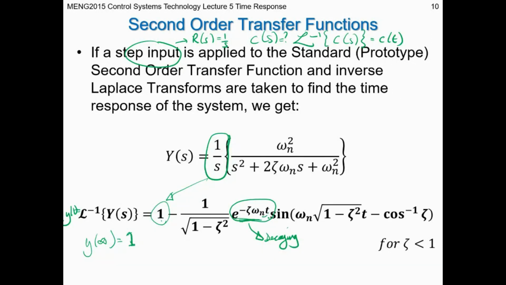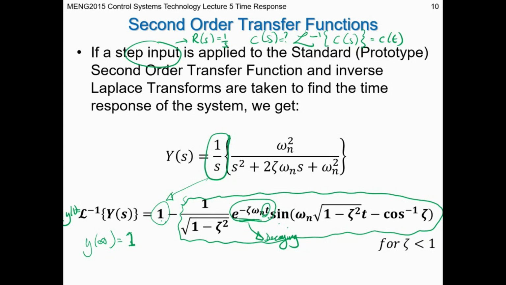because as time increases, this exponential is going to get closer and closer to 0. So all of this part of the equation is going to disappear. This whole thing is going to disappear. So this whole thing that I've just encapsulated in my green squiggly line is a decaying part. It's diminishing over time.